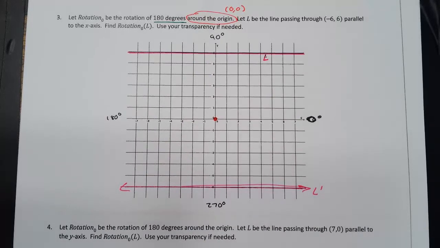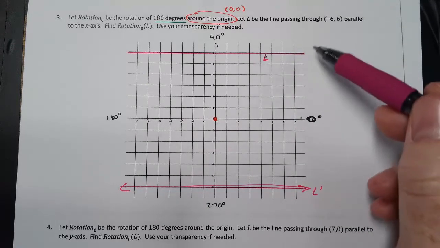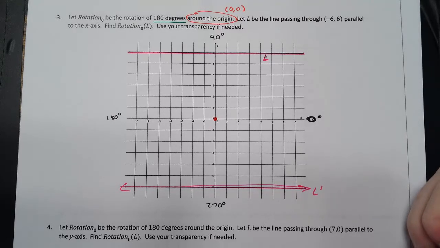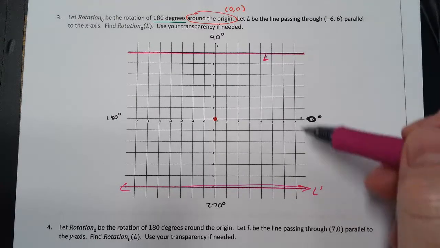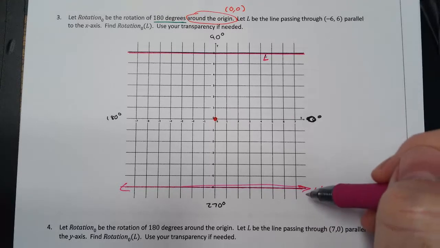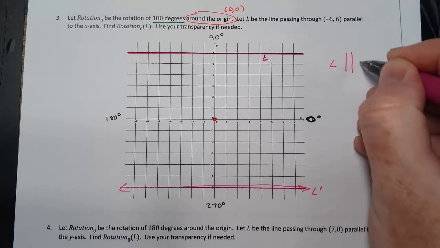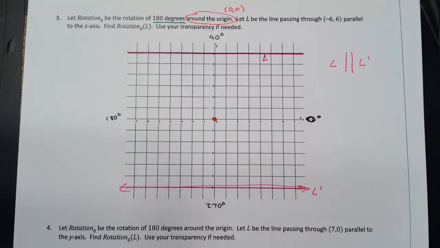Now the question is, what do you notice about L and L prime? What is the relationship? Think about it, come up with an idea. Pause the video if you have to. The relationship you should see is that L is parallel to L prime. These are parallel lines. If they go forever, they will never intersect. They are parallel.